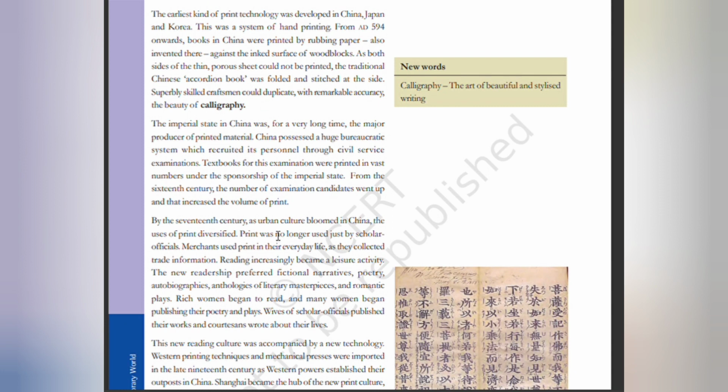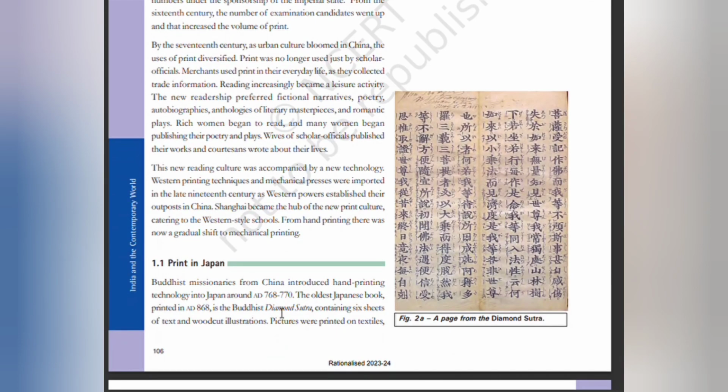By the 17th century, as urban culture bloomed in China, the use of print diversified. Print was no longer used just by scholar-officials. Merchants used print in their everyday life as they collected trade information. Reading increasingly became a leisure activity, and the new readership preferred fictional narratives, poetry, autobiographies, anthologies of literary masterpieces, and romantic plays. Rich women began to read, and many women began publishing their poetry and plays. Wives of scholar-officials published their works, and courtesans wrote about their lives.